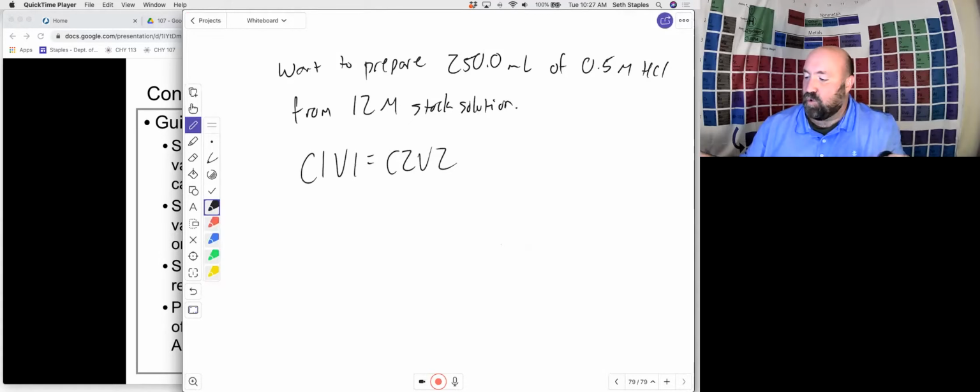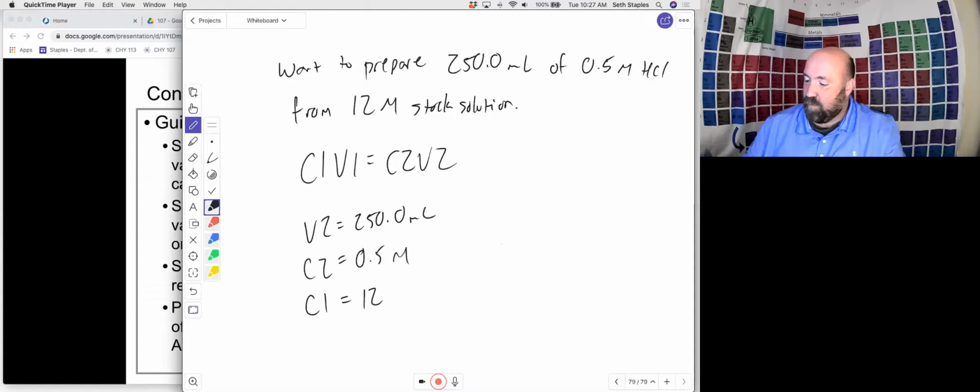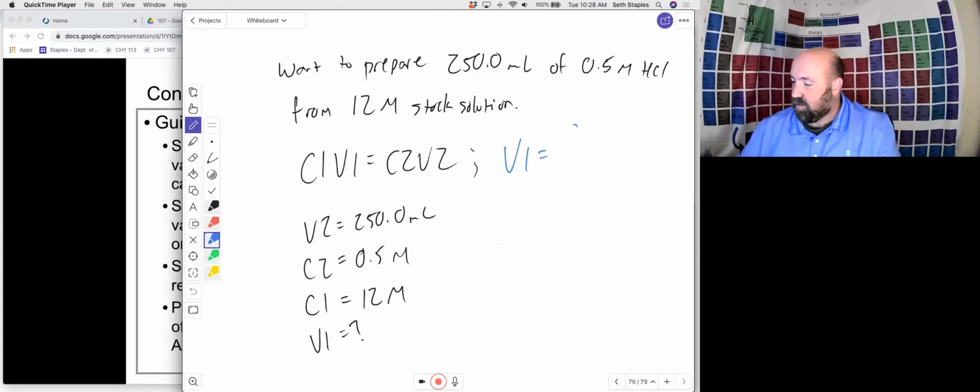So C1V1 equals C2V2. And so let's look at what I'm looking for here. I want to prepare 250 milliliters. That's what I'm going to end up with. So that's my V2, 250 milliliters of 0.05 molar HCl. So there's my C2 from a 12 molar stock solution. So that's my C1. So V1 is what I'm looking for. That's how much of the 12 molar that I need. So I'm just going to rewrite this. I'm going to divide both sides by C1. So I get V1 equals C2 V2 all over C1.